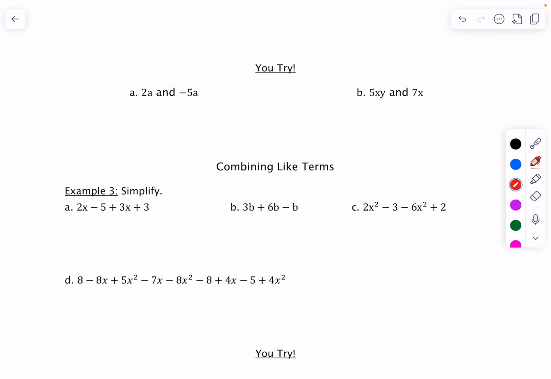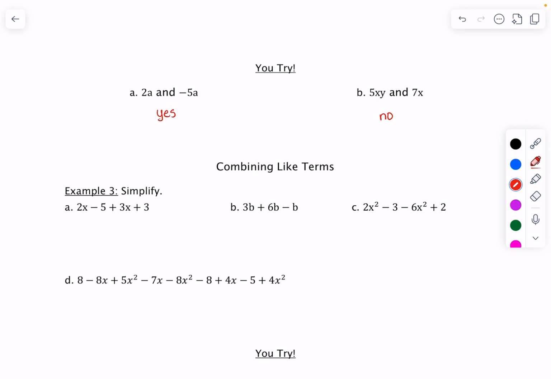Okay, so hopefully you've taken a second to do these two problems. For letter A, you should have gotten a yes. And for letter B, you should have gotten a no. In letter B, you've got x, y, and the other one's x. Well, the other one doesn't have a y, so they cannot be like.